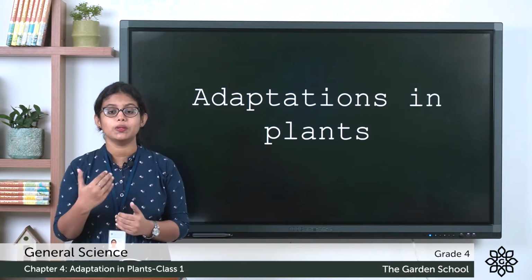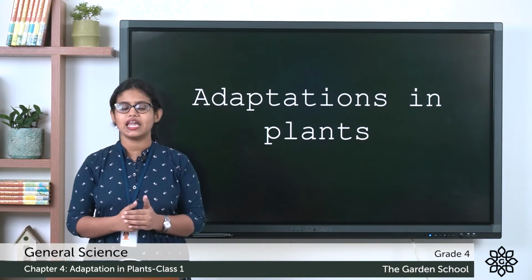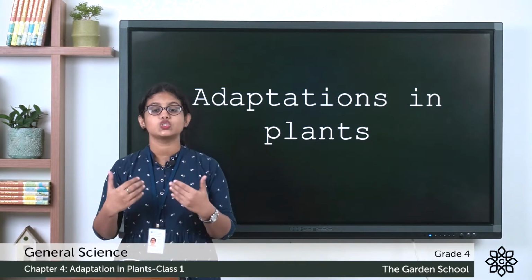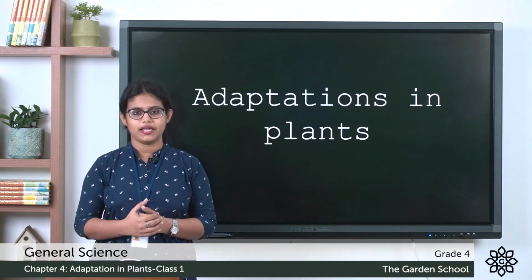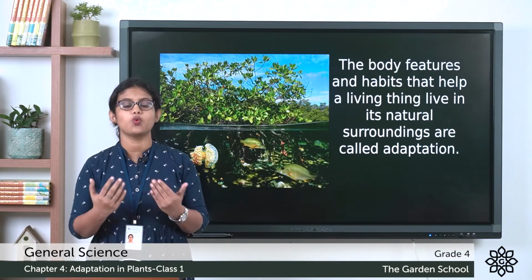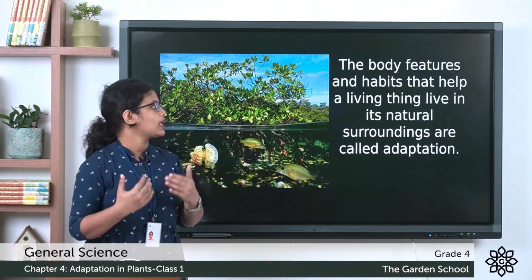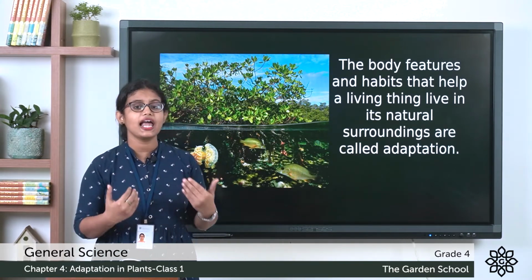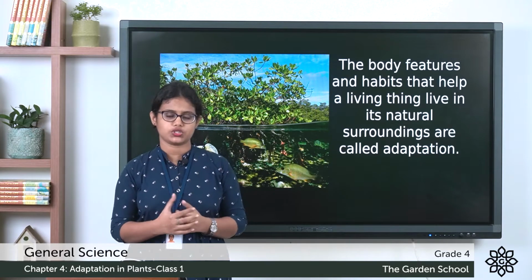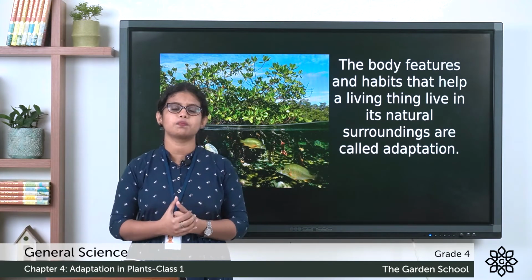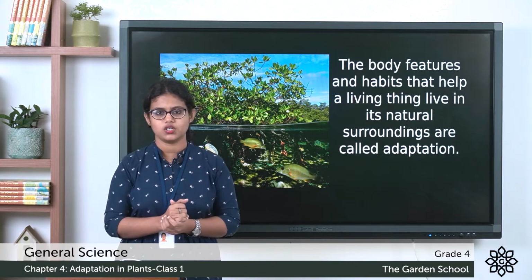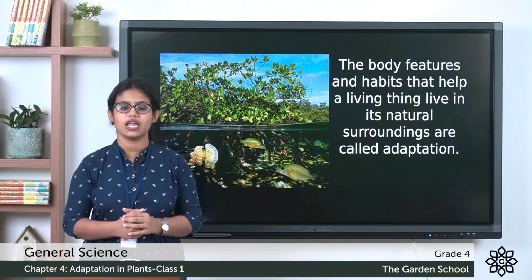So in this chapter, we will be learning about adaptations in plants: the special features, the body features that help the plant to live comfortably in its place. So let's see once again what is adaptation. The body features and habits that help a living thing to live in its natural environment is called adaptation. So we are going to learn about adaptation in plants.